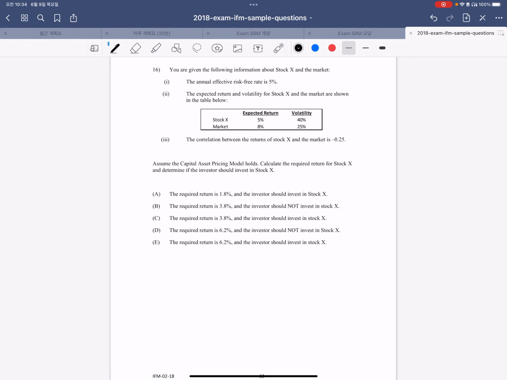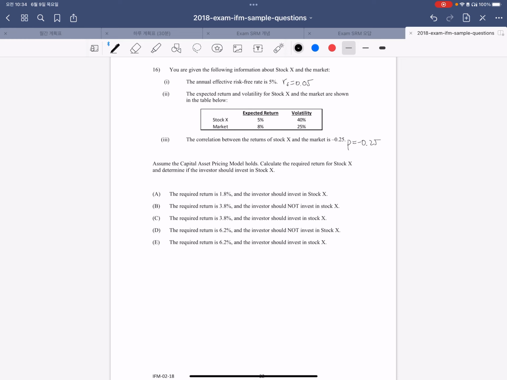Okay, we're given the following information about stock X in the market. The annual effective risk-free rate is 5%. So I'll write this down in mathematical notation, RF. And then we're given the expected return and volatilities for stock X in the market. And lastly, we're given the correlation between the returns of stock X and the market, which is negative 0.25.